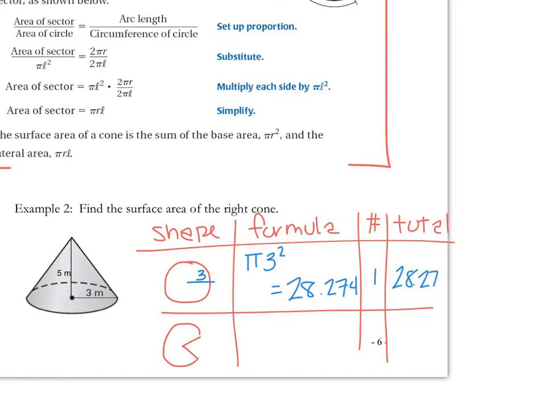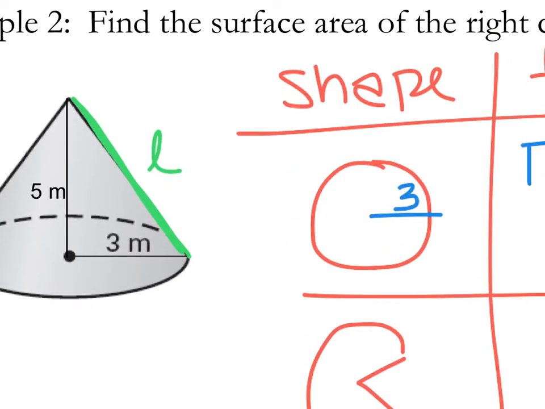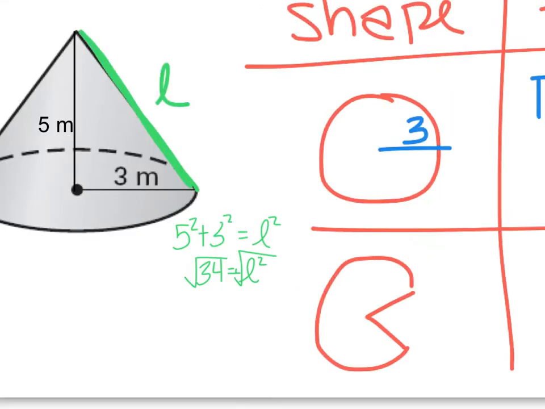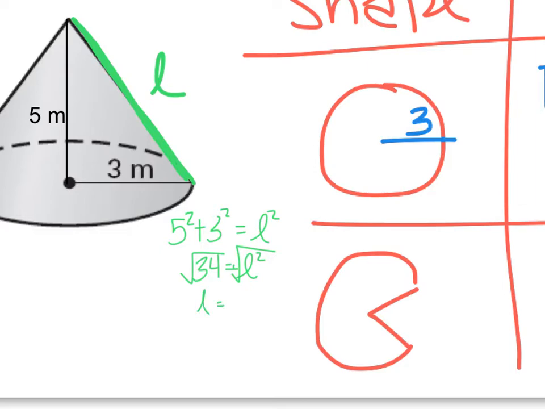Oh, that changed colors. 28.274. And then I remember I need my slant height, and I don't have it. So that's my L. In order to find it, I do the Pythagorean theorem. 5 squared plus 3 squared equals my L squared. So 5 squared plus 3 squared gives me 34. So I do the square root of 34, and my L is 5.831.